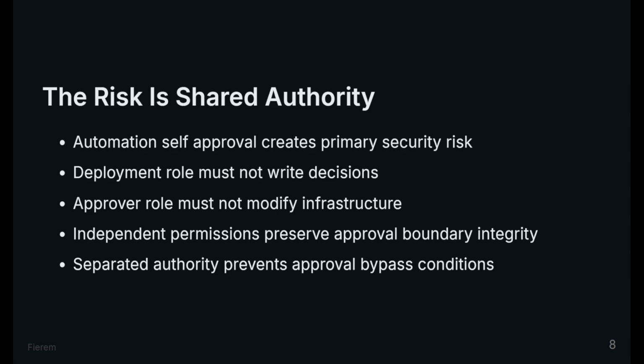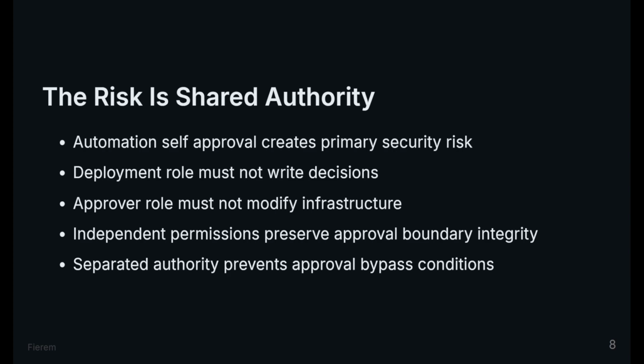The acute risk is not missing automation. The acute risk is automation approving itself. The deployment role must not write the decision parameter. The approver role must not change the proposed infrastructure. Independent permissions preserve the approval boundary.